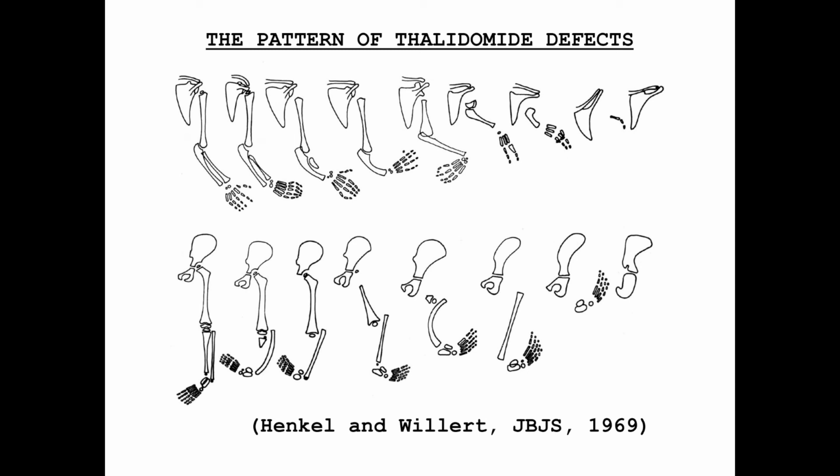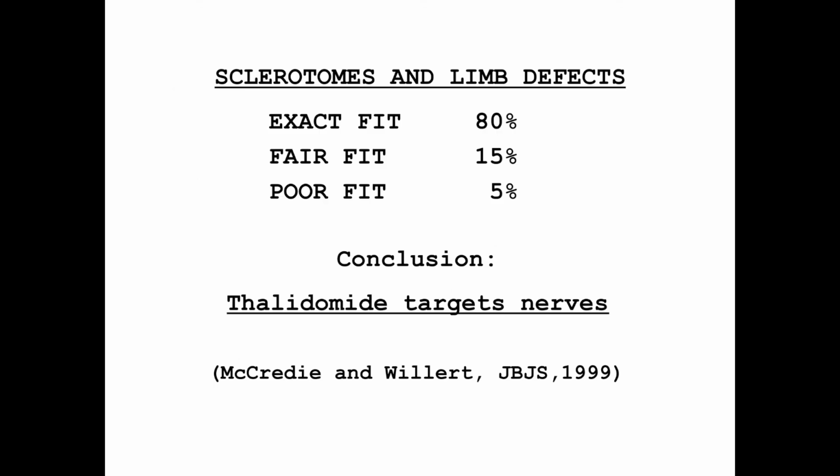I took the sclerotome maps to Professor Willert in Göttingen, Germany. He had the material and I had the method, and we put these two together. We worked through his collection of X-rays, case by case, and we established that the sclerotome maps explained the disordered anatomy in thalidomide embryopathy. We found 80% fitted very well, 15% were what you might call a fair fit, and 5% fitted poorly. Biologically, this is a very high correlation rate.